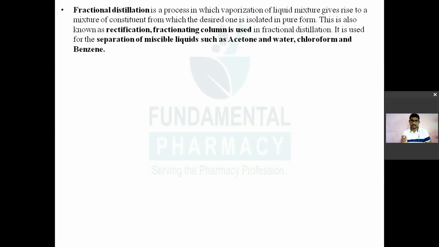This is also known as rectification. Fractional distillation is also known as rectification, and a fractionating column is used in this distillation. Also used for the separation of miscible liquids. जो distillation थे आपके flash distillation, simple distillation, they are used for the miscible liquid. ठीक है, immiscible liquid, partially miscible liquid के लिए fractional distillation is used for separation of miscible liquid, for example acetone and water, chloroform and benzene. तो इनका अगर distillation करना है तो fractional distillation.